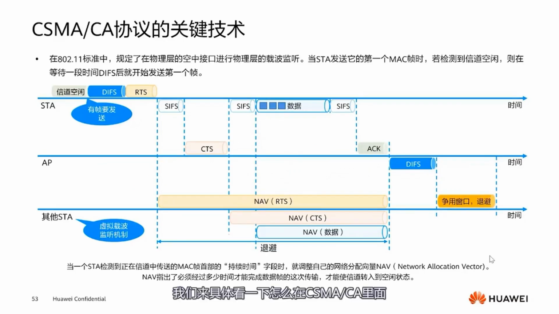Let's examine how the different interframe spacings are applied in CSMA-CA, as well as how RTS and CTS manage and coordinate to prevent other terminals from communicating. The 802.11 standard specifies that the physical layer's air interface must listen for carrier signals. When a STA sends its first MAC frame, if the channel is detected as free, it waits for a DIFS period before beginning to transmit the first frame, initiating the request.